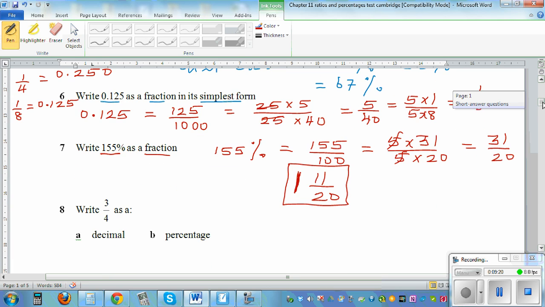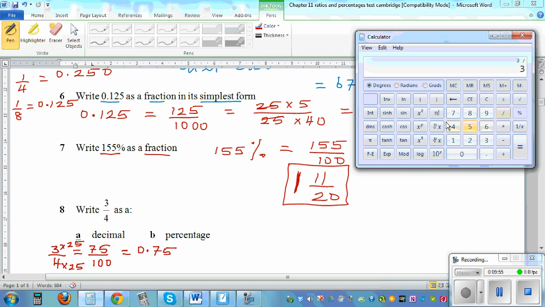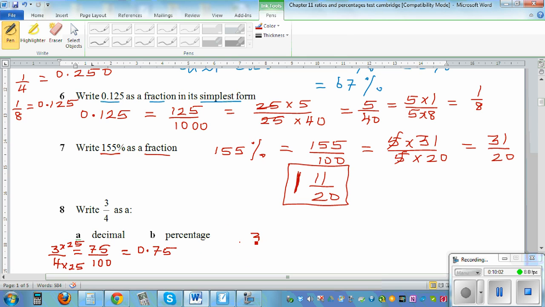Okay, let me finish off with the last question. Write 3/4 as a decimal. Okay, so 3/4, most of you should know, is 75 out of 100. So how did I get that? I multiplied this by 25. I know 4 times 25 is 100. So you have to do the same thing to the top number. So this is 0.75. You can use a calculator. Let me show you. If you go 3 divided by 4, it is 0.75. And if you want to write it as a percentage, 3/4, we just wrote, is 75 out of 100. And 75 out of 100 is 75%.